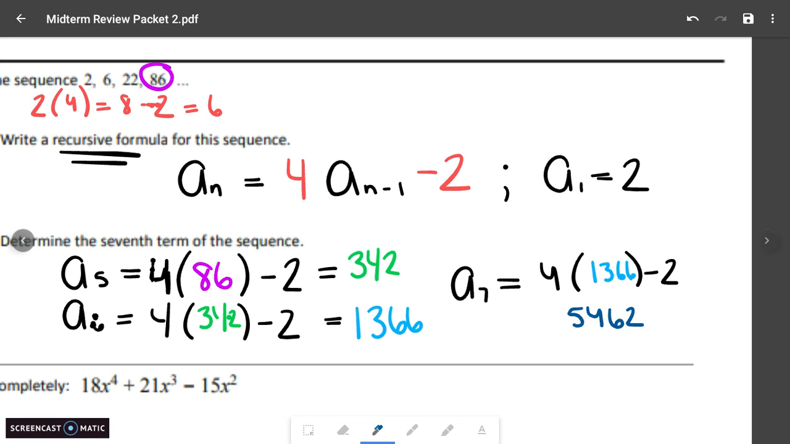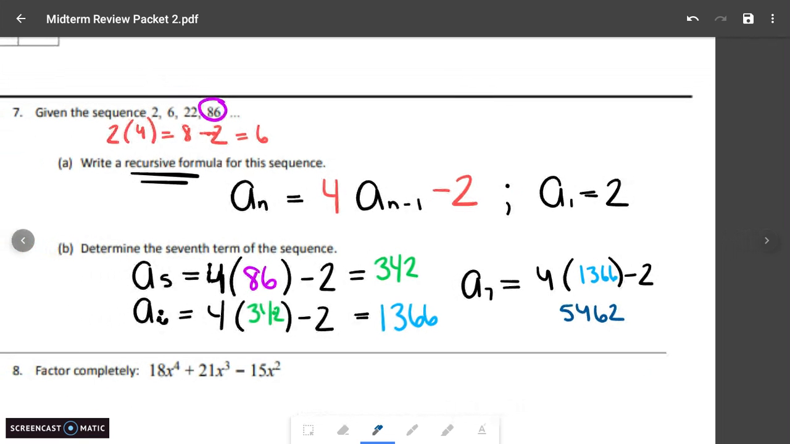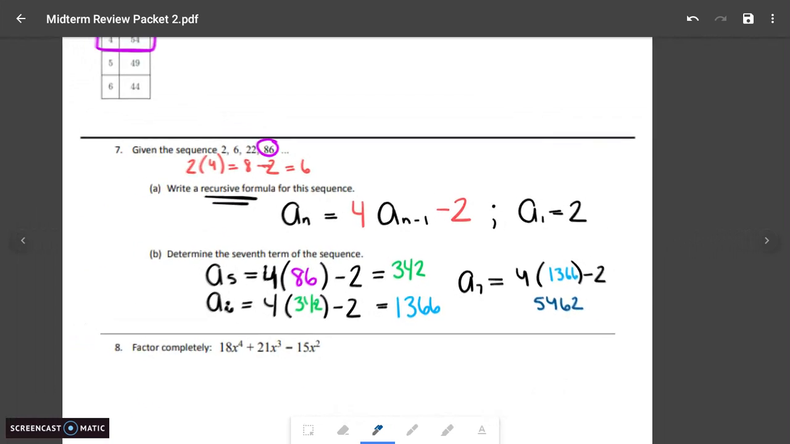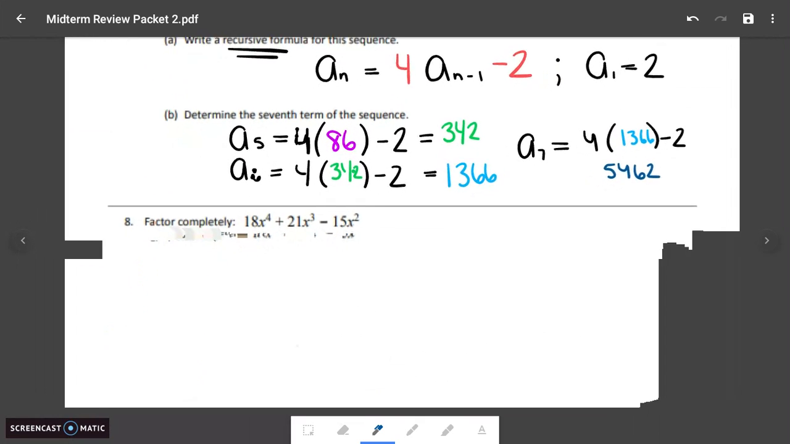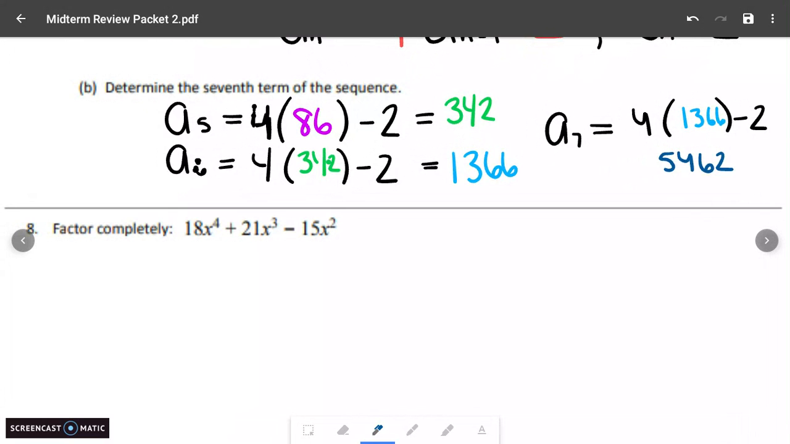That's the thing with recursive. The formula is not so hard to make, but as we try to get bigger terms, it takes a little bit more for us to get there. So you always have to plug in. You always have to have some term to plug in to keep moving forward.